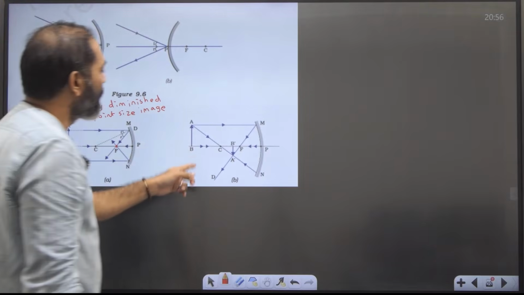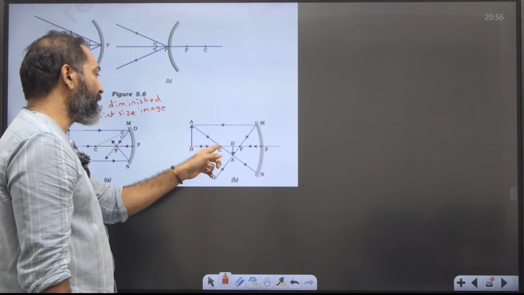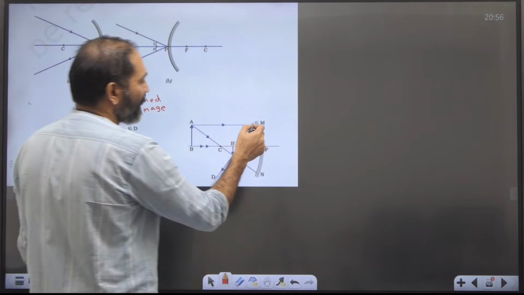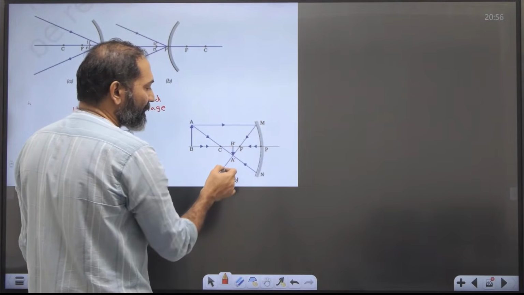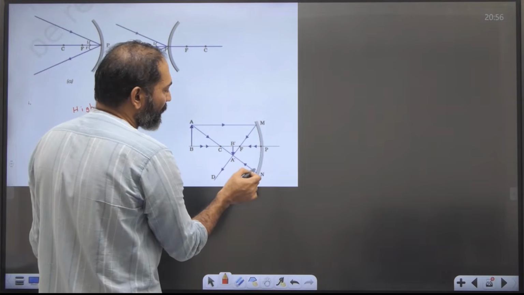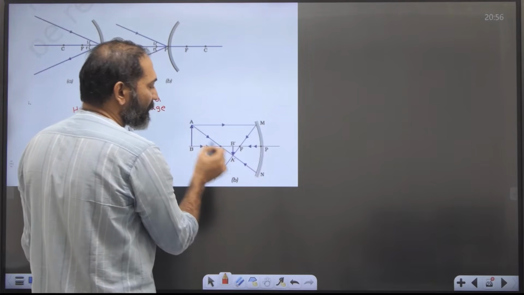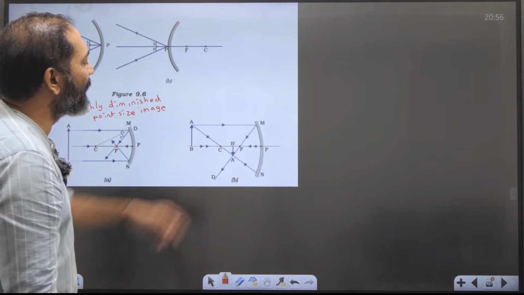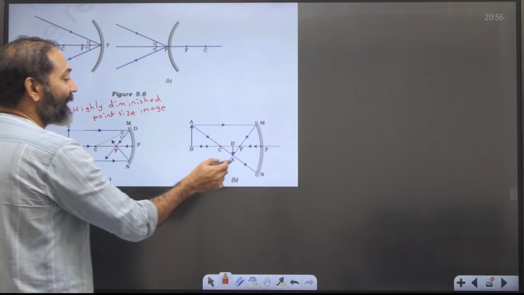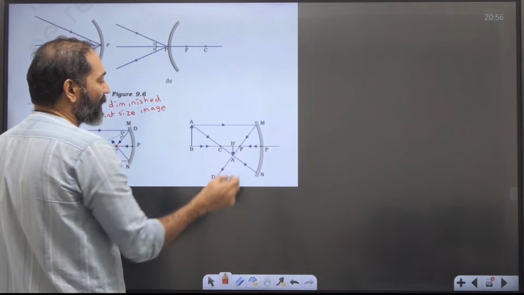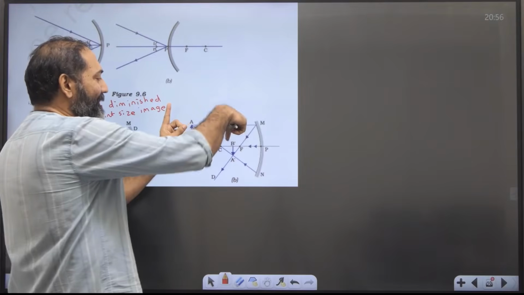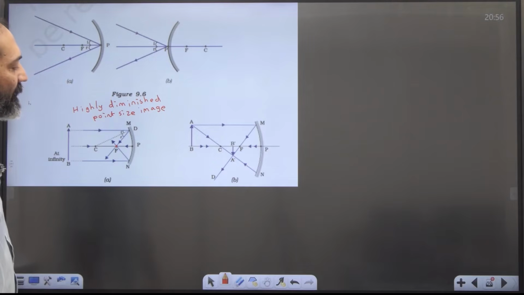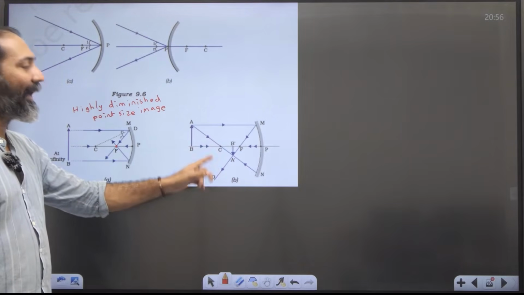Now what happens here? If the object is beyond C, this is C, so the object is placed beyond C. After reflection, one ray parallel to the principal axis goes through the principal focus. The other ray falling through the center of curvature gets reflected back. So we are getting an inverted image. A'B' is inverted, because the original object is erect, but the image is inverted. So what can you say about the image? It is real and inverted.